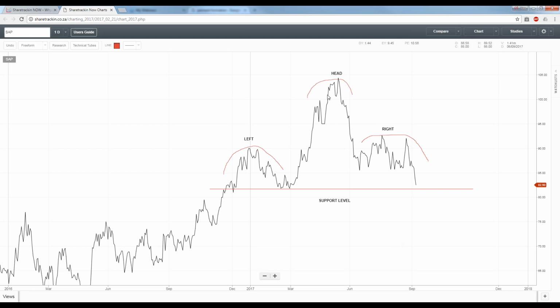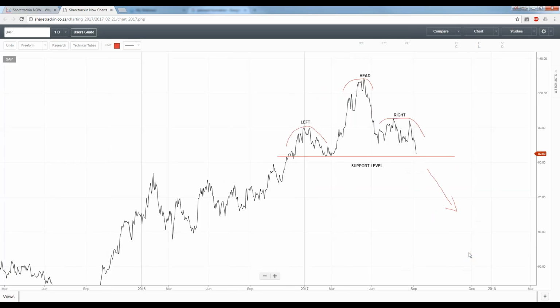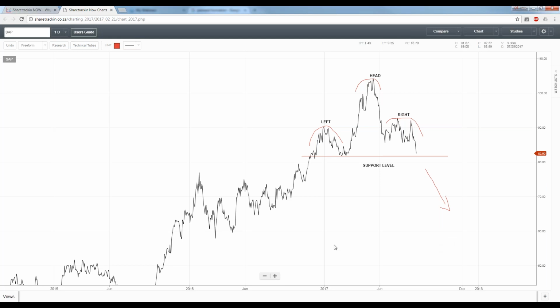Now, a normal head and shoulders pattern is telling me that we can expect a breakdown. So we're expecting the support level to be broken, right? So we're actually expecting the share price to pull back a little bit more. And if you do a little bit further technical analysis study, you'll see that the share price might break all the way down to approximately in the region of about 60 Rand per share before it starts heading up again. So it can go as low as 60 Rand per share.